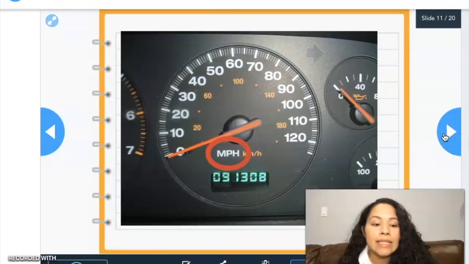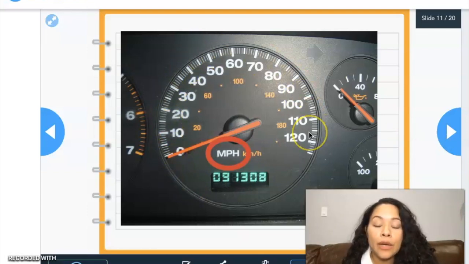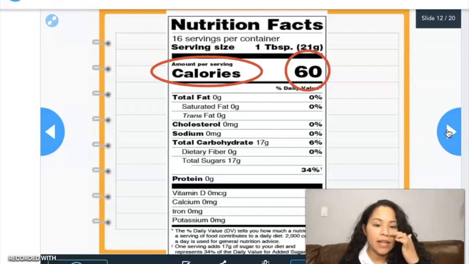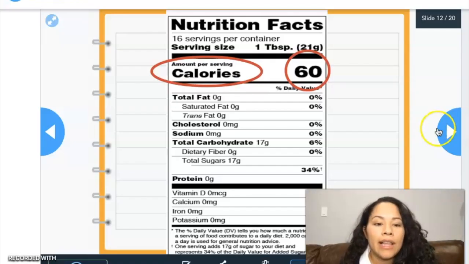Another thing you might see is miles per hour. So when you're driving in the car, speed is calculated in miles per hour. How many miles can we drive within 1 hour? That is the rate at which the car is moving. Another example you may see in your lives is nutrition facts. So in this case, we have calories per serving, 60 calories for every 1 tablespoon.